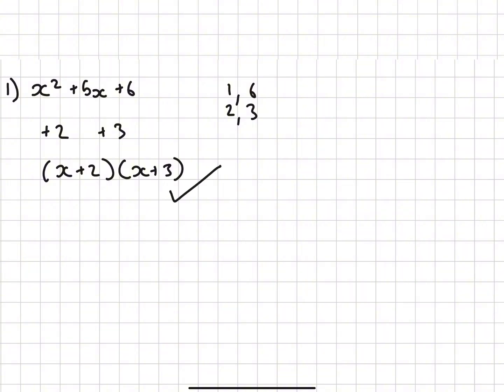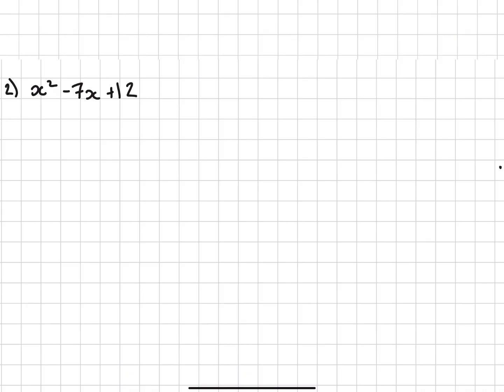Now let's move on to question 2. Okay, so for question 2, we're looking at factorising x squared minus 7x plus 12. This question is slightly trickier as we do have a negative number in the middle. However, we'll look at how to factorise this in just a moment. In this case, what we're looking for is two numbers that will multiply to make 12 and add to make minus 7. So let's start by listing the factors of 12.